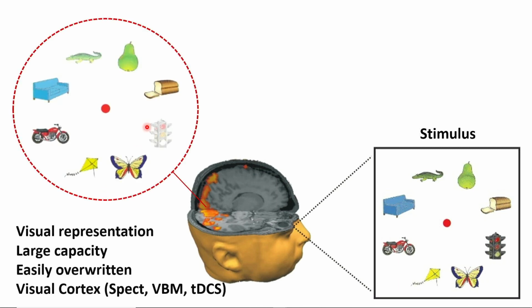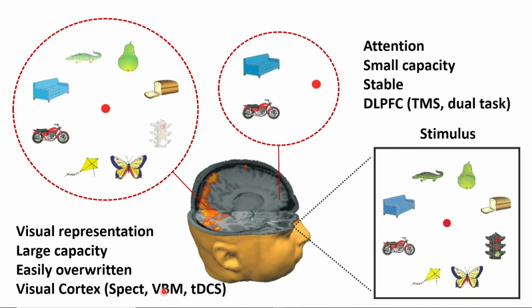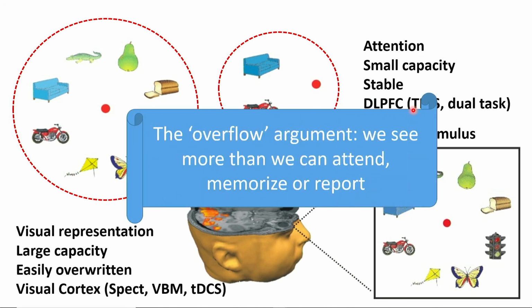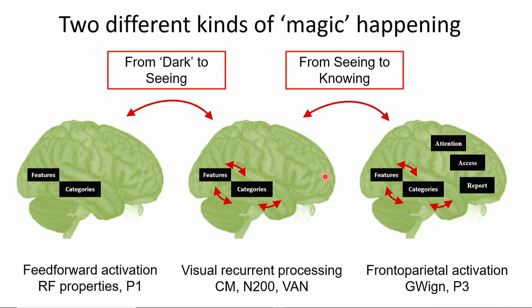So there's this purely visual representation which sits in visual cortex, which has large capacity. It's fairly fragile in the sense that it's easily overwritten with a new visual stimulus, and it depends on visual cortex. And then you have this more frontal representation, which relies on attention, which has a smaller, typical capacity limit, and as I said, depends on frontal cortex. And this is the overflow argument, and so we can see way more than we can attend, memorize, or report.